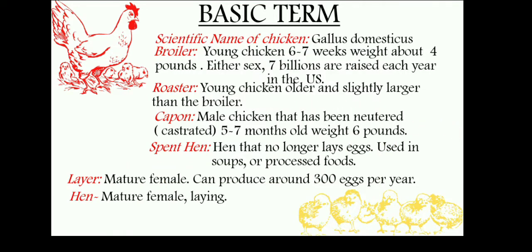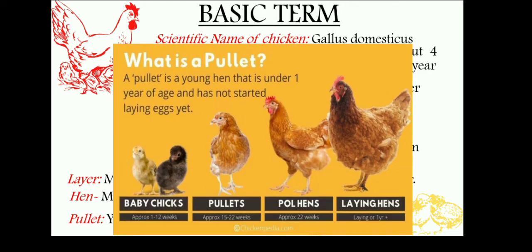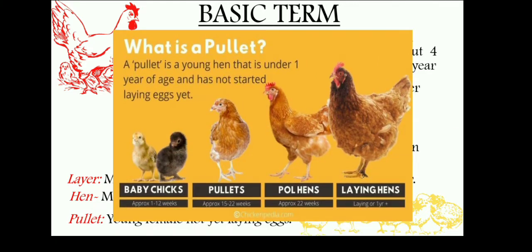Next is hen. It is a mature female that is laying. Next is pullet, a young female not yet laying eggs. First, let's read what a pullet is. A pullet is a young hen that is under 1 year of age and has not started laying eggs yet. As we can see in the picture, there are baby chicks approximately 1 to 12 weeks, and pullets approximately 15 to 22 weeks.